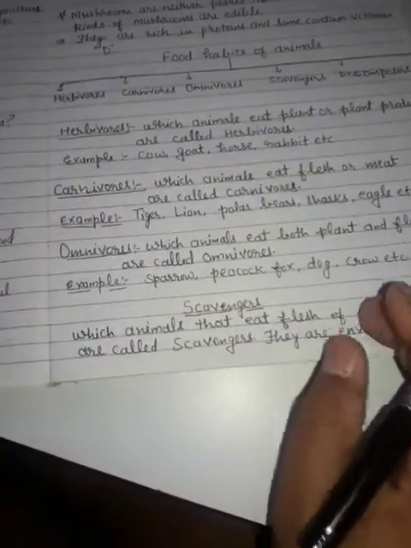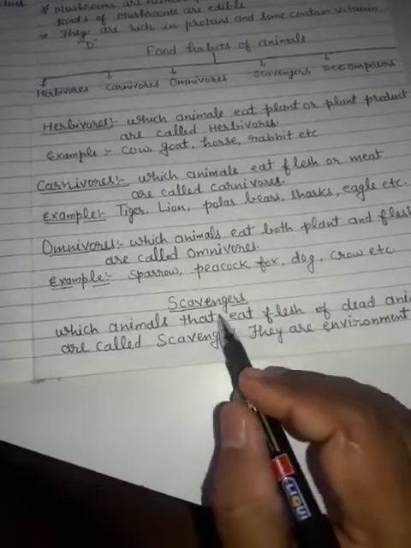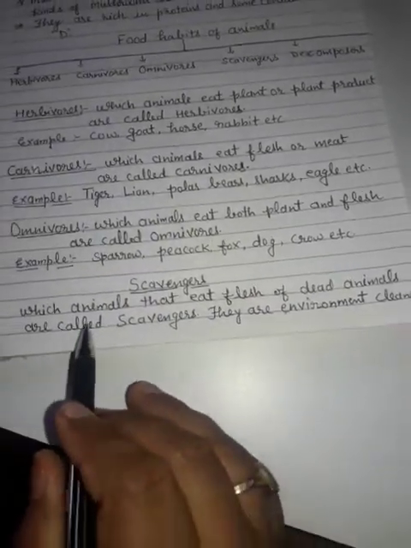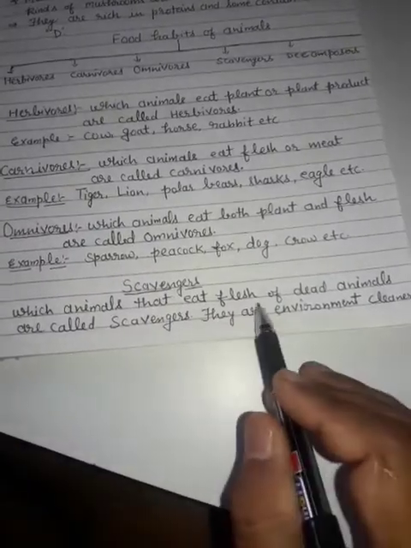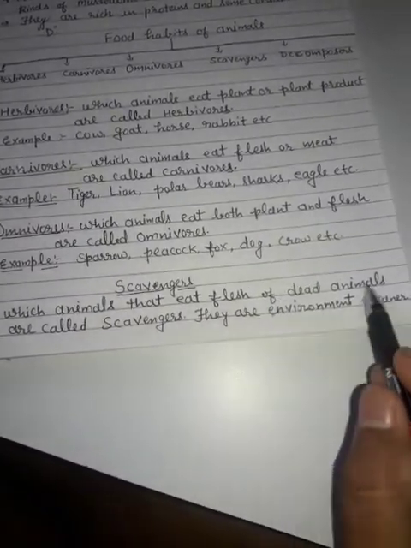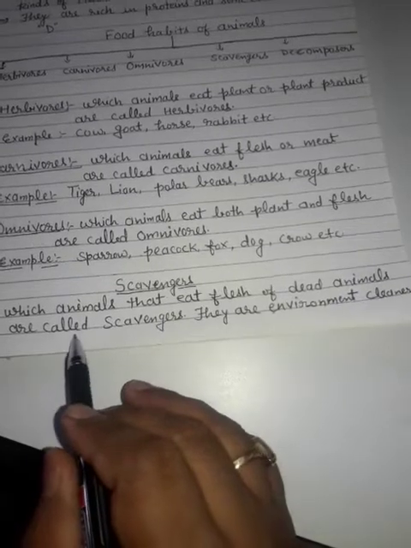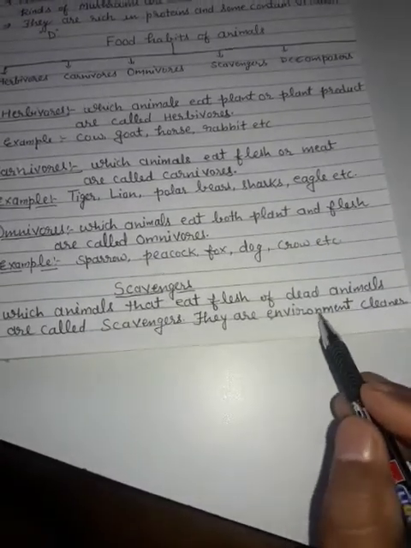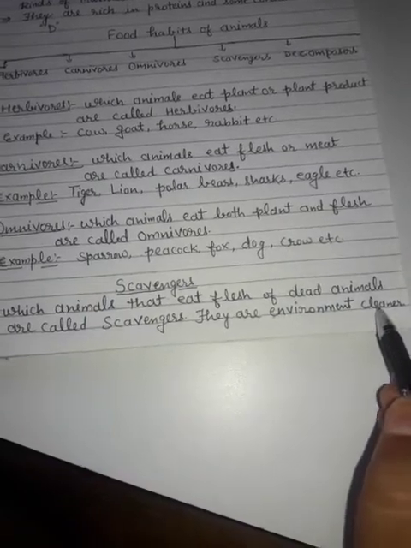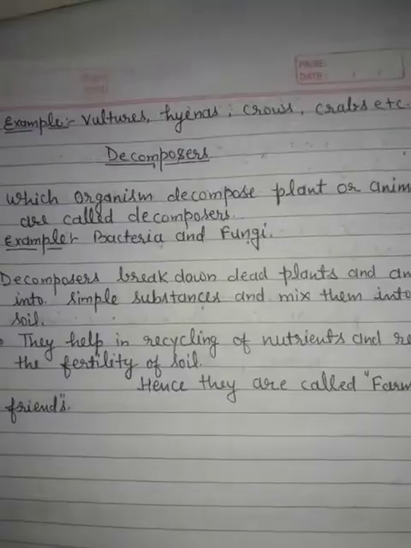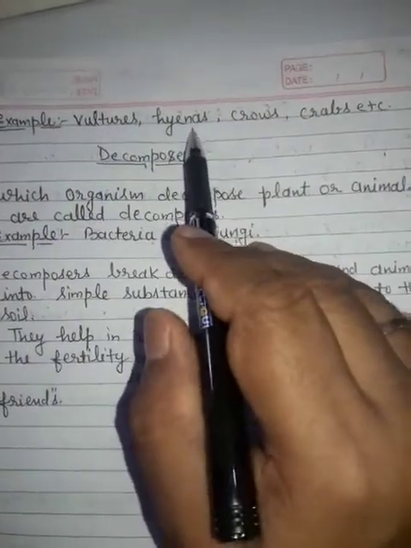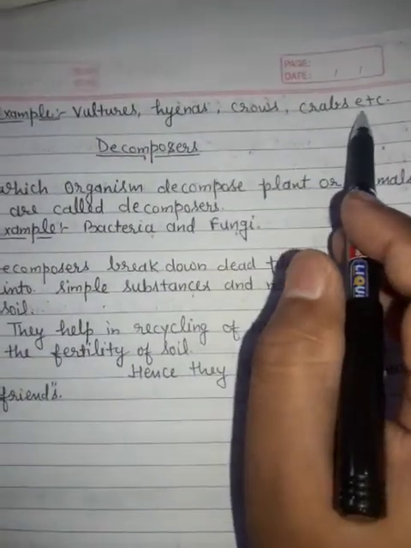Next topic, scavengers. Scavengers. Animals that eat the flesh of dead animals are called scavengers. They are environmental cleaners. Example, vultures, hyenas, crows, crabs, etc.